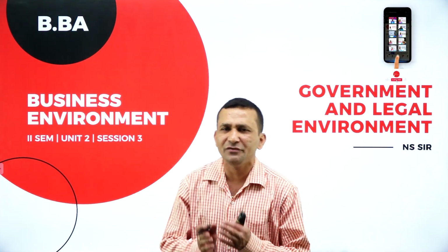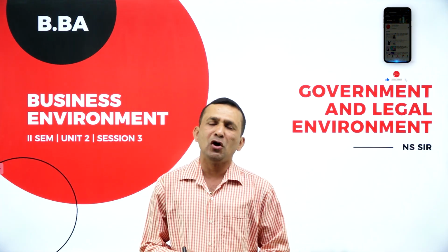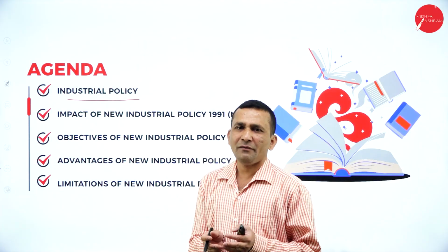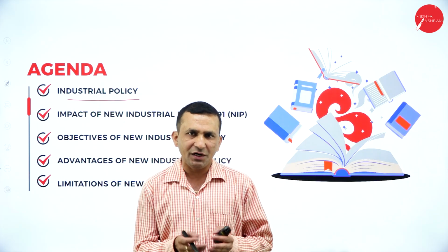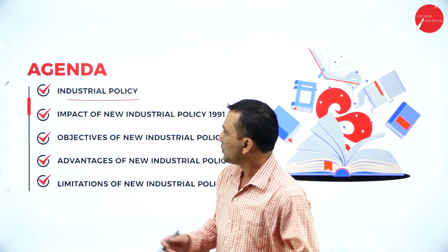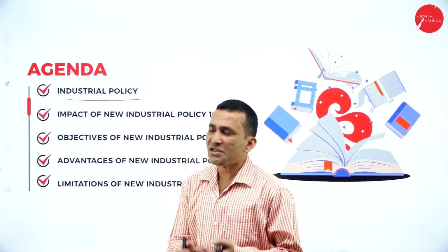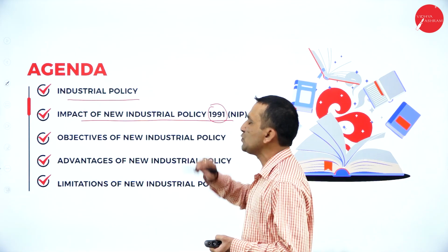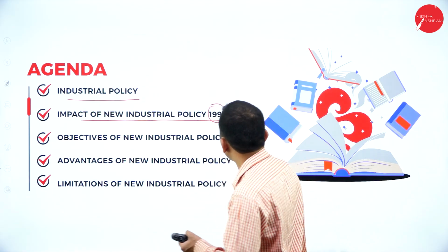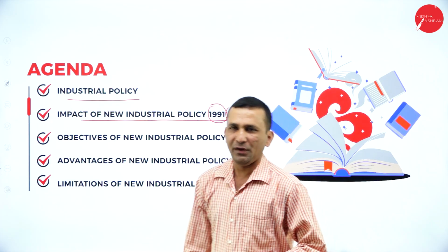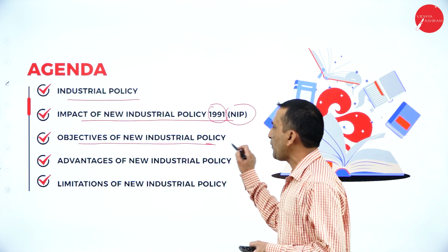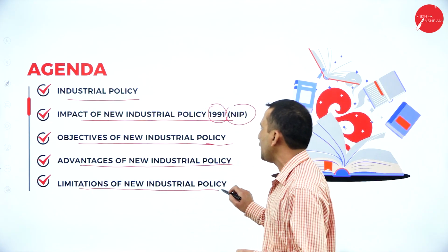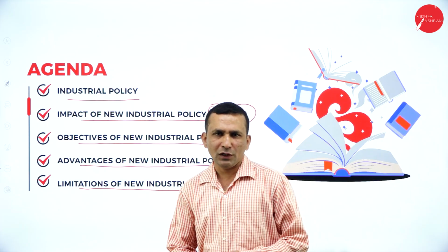In the last session, which is related to fiscal policy and monetary policy. And today my agenda, industrial policy. Because when the government is supporting the industry to increase the number of industry, so the policy towards the industry and the impact of the new industrial policy which is introduced in the year 1991. So we call it as NIP. And the objective of the new industrial policy, the advantages of the new industrial policy, limitations of the new industrial policy, moving forward one by one.